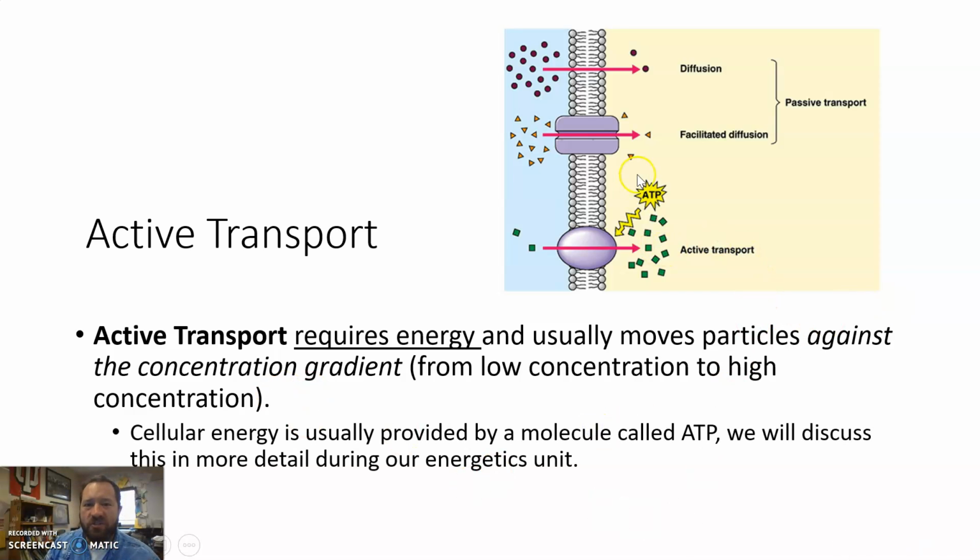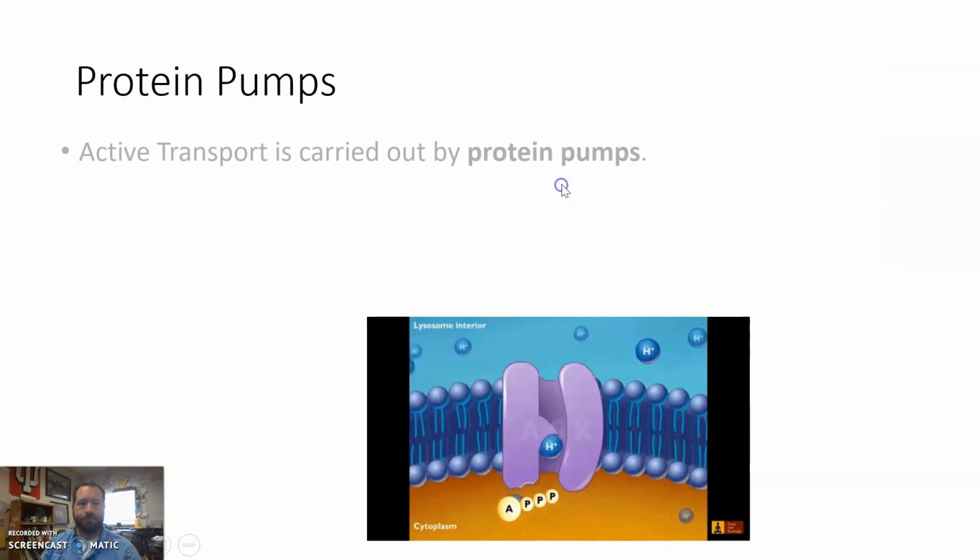Cellular energy is usually in the form of ATP. So you see that here. We've got the starburst around there, kind of your universal symbol for energy. ATP is used to power this protein pushing particles against the concentration gradient, and that would be active transport.